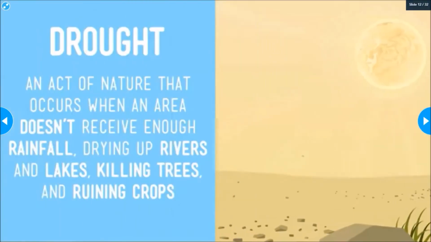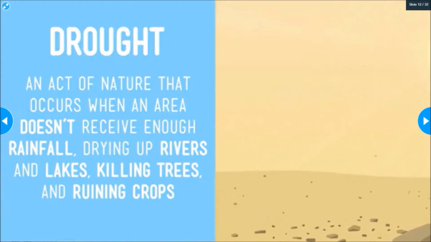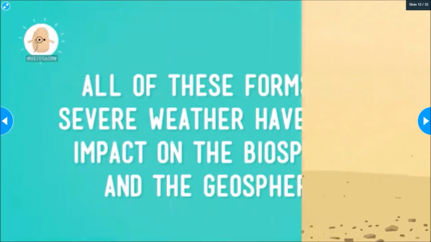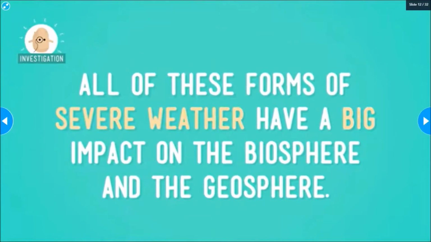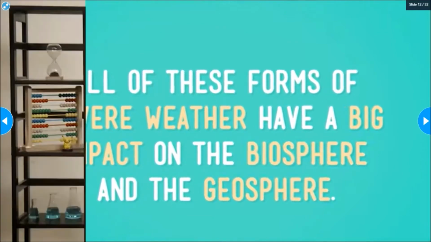A drought is sort of the opposite. Think a lot less water, or no water at all. Droughts happen when an area doesn't receive enough rainfall, drying up rivers and lakes, killing trees, and ruining crops. All of those forms of severe weather have a big impact on the biosphere and the geosphere. How so? Let's find out.